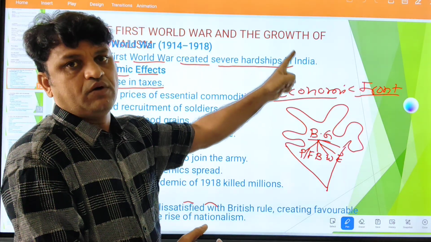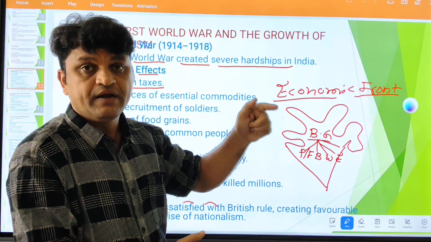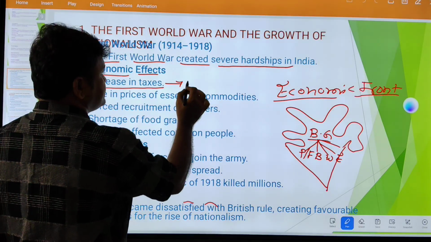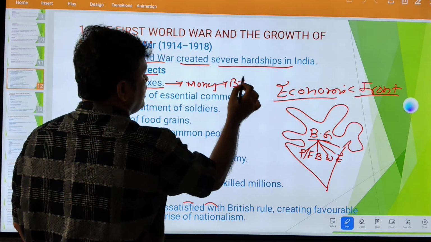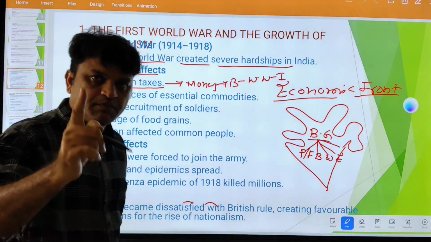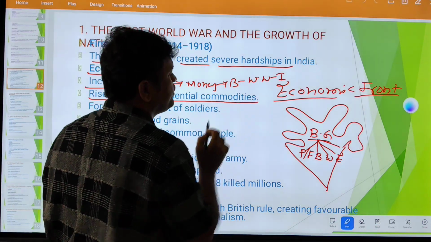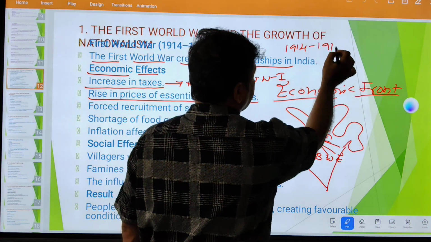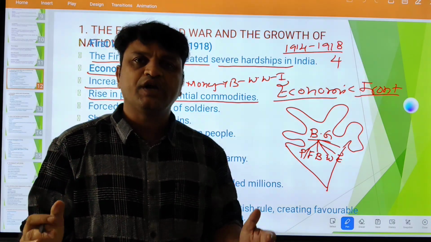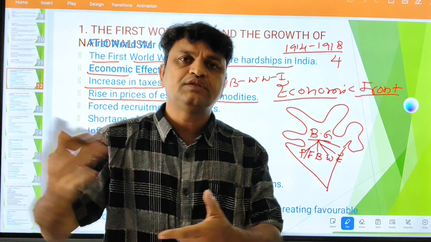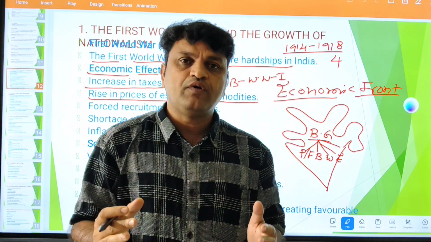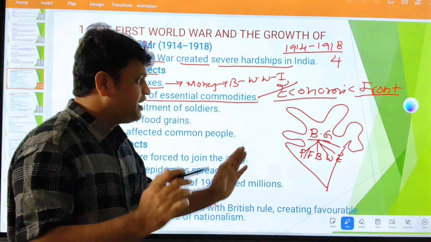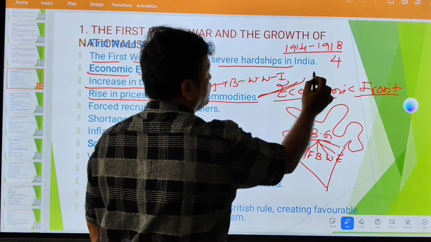And Britain is involved in which war? First World War. And Britain is fighting against Germany, Austria-Hungary and Turkey. So increasing taxes, and this money is going to help Britain in World War I. Remember this. And second, the rise in prices of essential commodities. What does it mean? The First World War took place from 1914 to 1918, almost 4 years. There was no crop production in Britain. Britain was busy fighting the war with Germany and the other central powers. So there was not enough crop production. So they want food. The food is coming from India. The food is going from India to Europe.